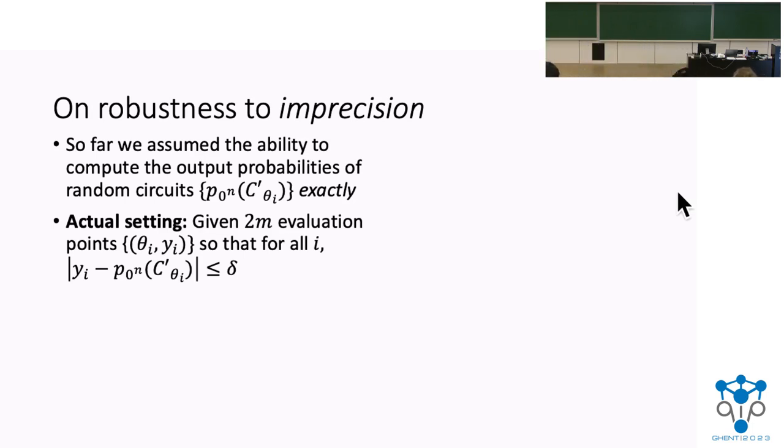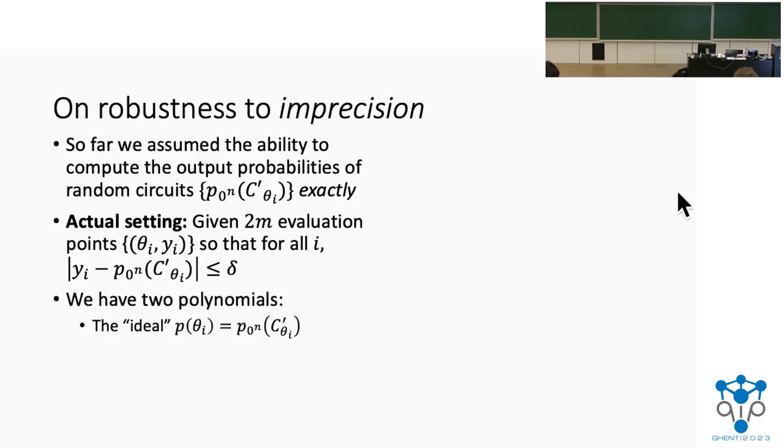But what we're actually interested in is much larger deltas, on the order of 1 over 2 to the n, where n is the number of qubits. And so in reality, we have two polynomials. The ideal polynomial, that we don't actually have direct access to. This is the polynomial so that, for every i, P of theta_i is exactly equal to the output probability of the ith circuit. And furthermore, P of 1 is exactly equal to the output probability of the worst case circuit, which is what we're trying to find.